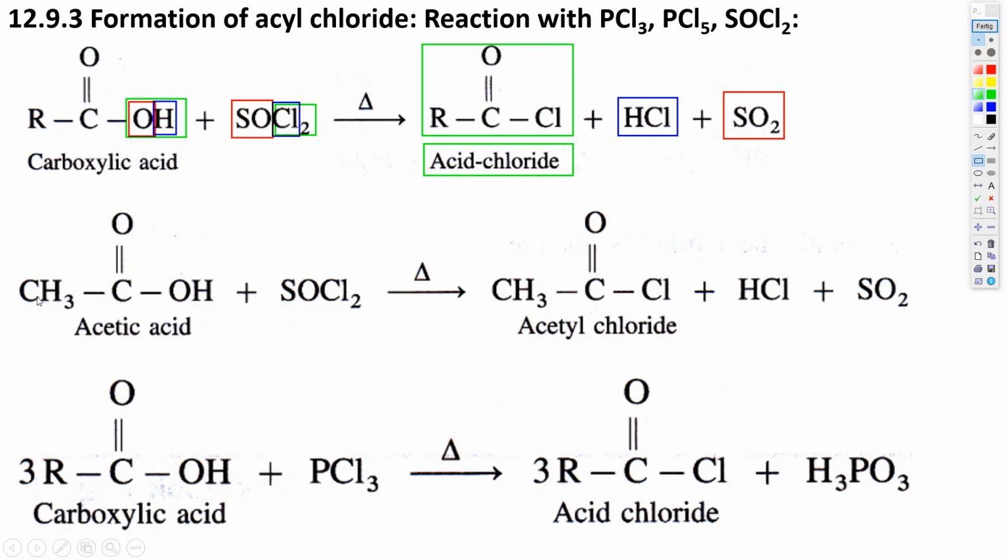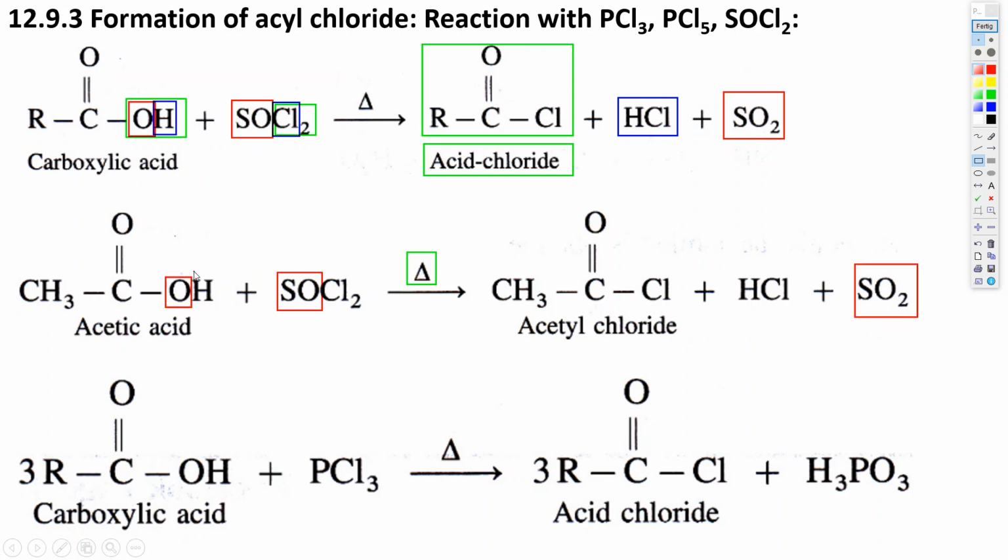The formula of acetic acid is CH3 C double bond O OH. When acetic acid is heated with thionyl chloride, what will be the product? We already discussed the general reaction. Now we will discuss its example. Firstly we will form the minor product. The SO from SOCl2 and one oxygen atom from the OH group will lead to form sulfur dioxide, this is the minor product.